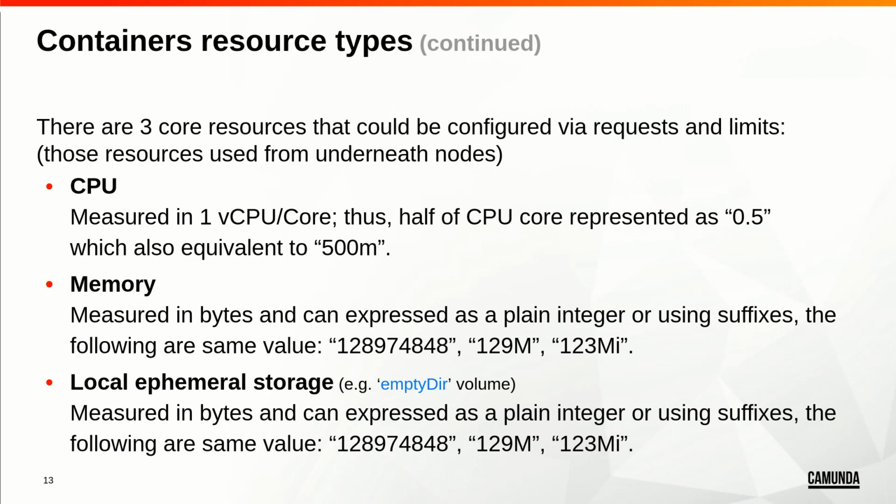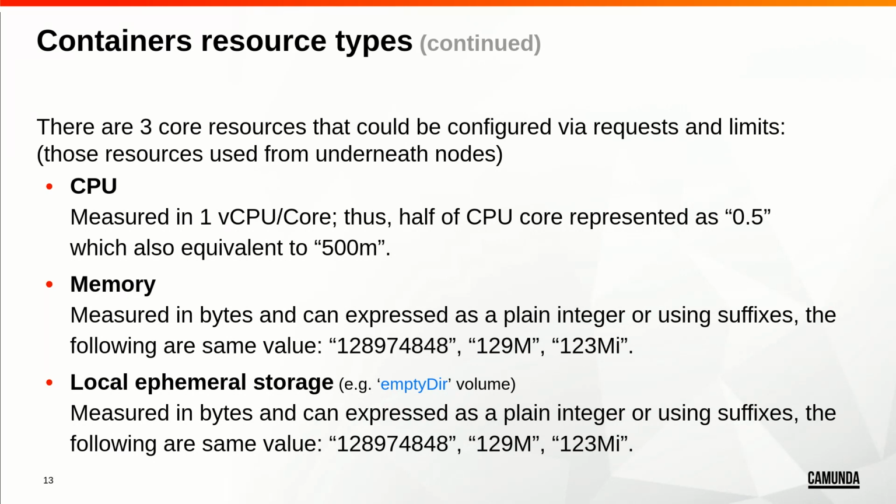Finally, local ephemeral storage, which uses the same notion as memory. And in case you didn't work with the ephemeral storage before, it's simply a temporary storage provided by Kubernetes, and it will be removed when the pod is terminated. It's using the node disk, or in more detail, Docker configured volumes. It could be used, for example, for application caching or so.